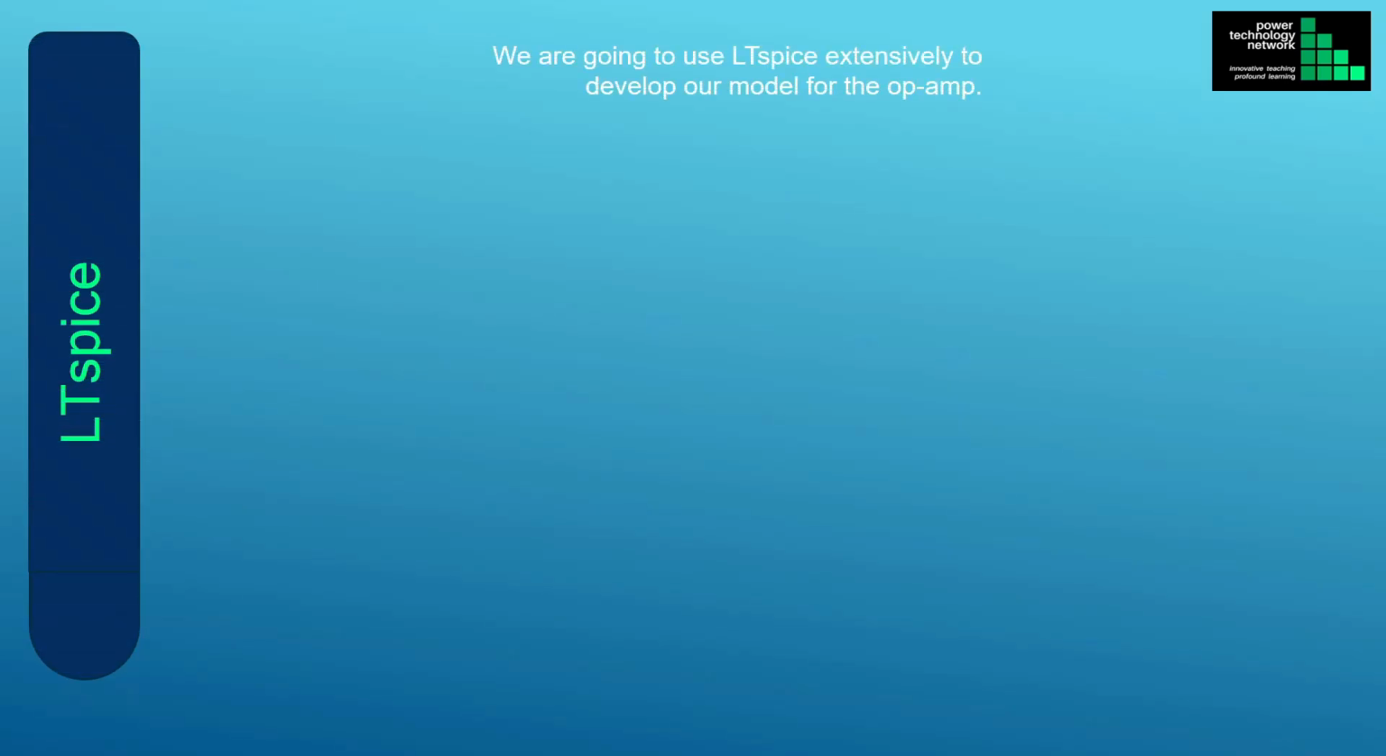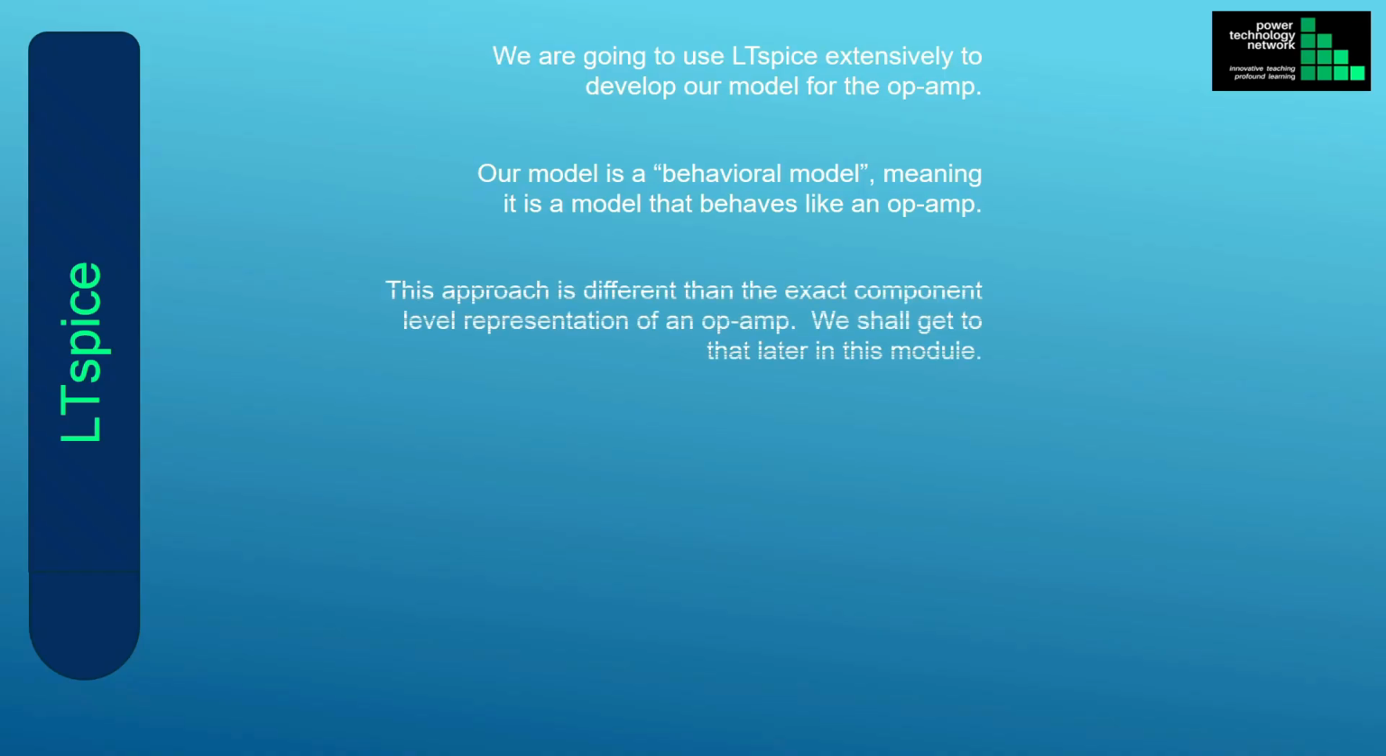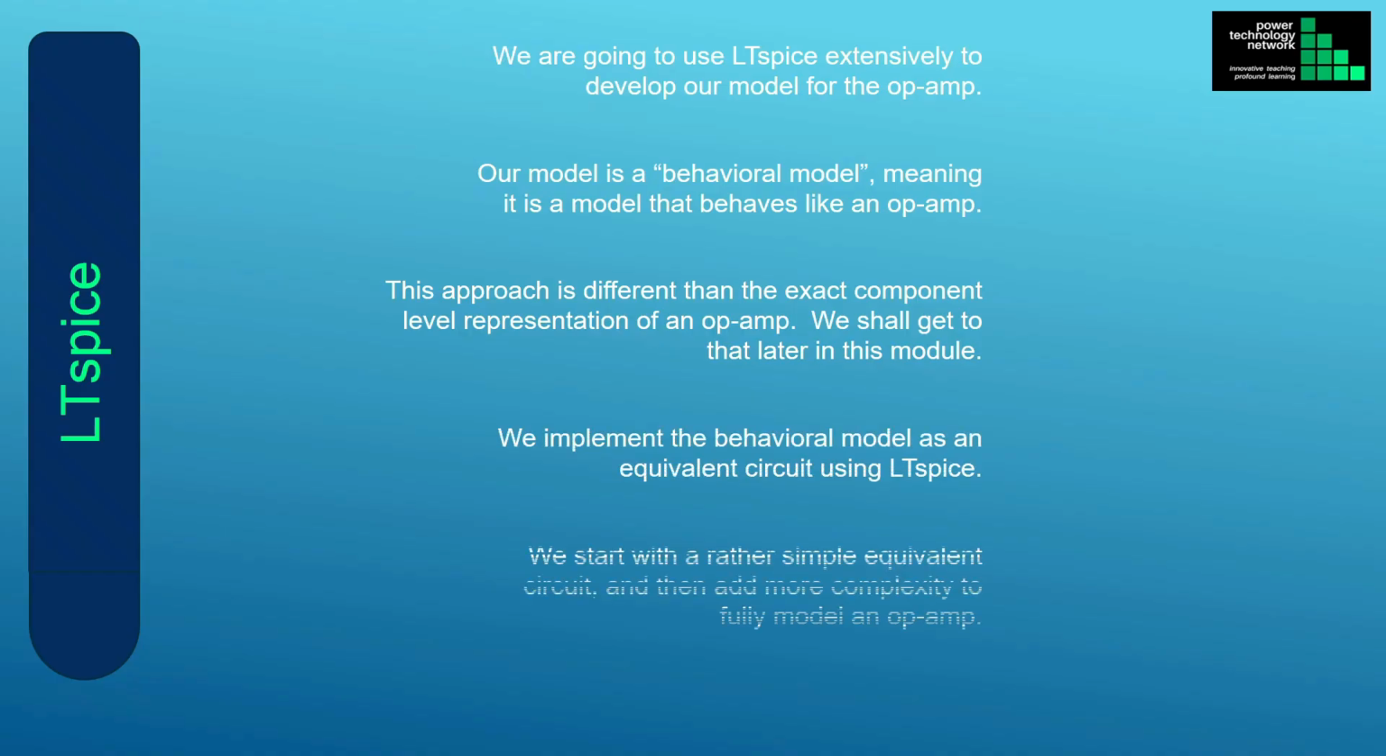We are going to use LTspice extensively to develop our behavioral model. Our model is a behavioral model, which means it simulates the behavior of an op-amp, rather than replicating the actual transistor circuit inside it. This approach is different than the exact component-level representation of an op-amp. We shall get to that later in this module. We implement the simulation model as an equivalent circuit using LTspice. We start with a rather simple equivalent circuit, and then add more complexity to fully model an op-amp.